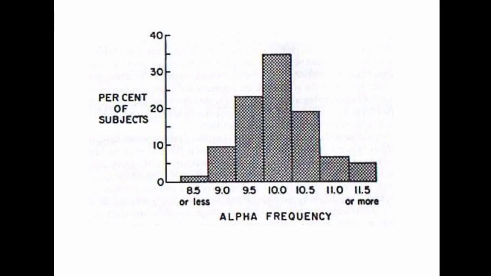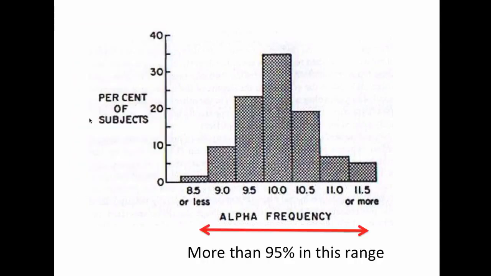This is a histogram showing the range of alpha frequency on the horizontal axis and the percent of normal subjects with this alpha frequency on the vertical axis. You can see in this study that more than 95% of normal subjects have an alpha rhythm that lies within the range of 8.5 to 12. Therefore, an alpha rhythm would likely be considered abnormal if it was below 8.5 Hz or above 12 Hz.